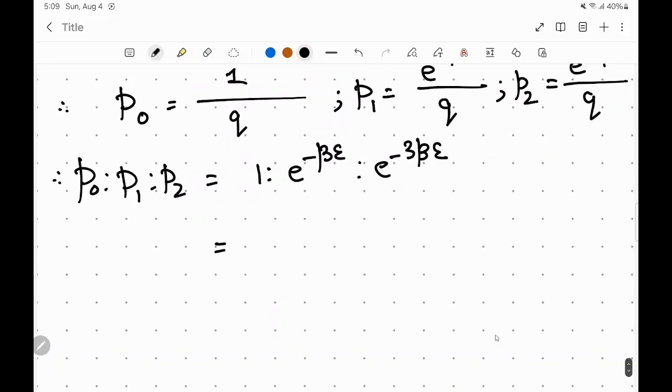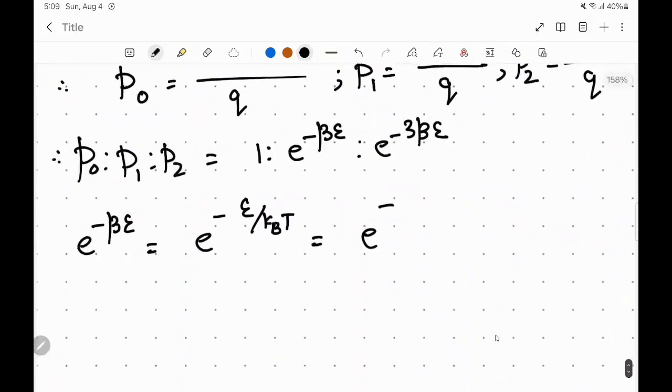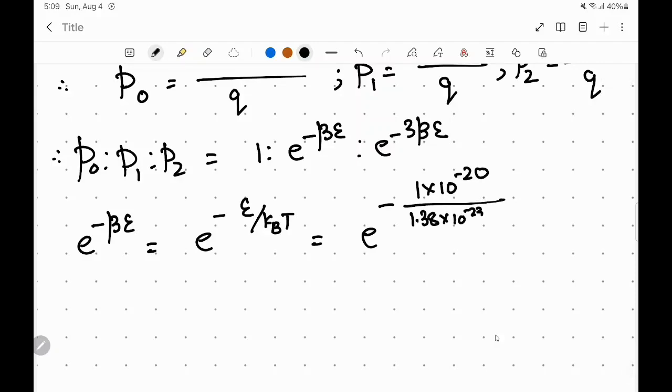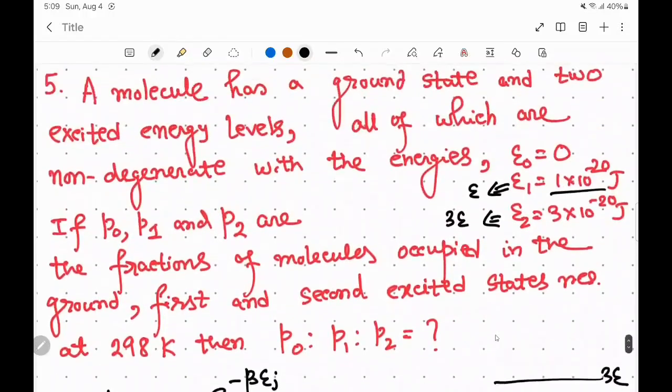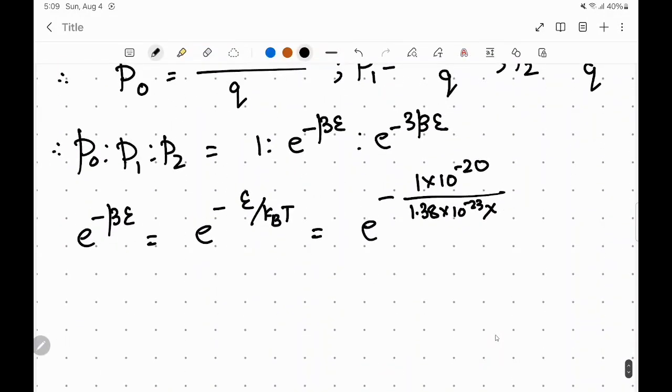I have to put the value of beta epsilon. What will be e to the power minus beta epsilon? It is e to the power minus epsilon by kBT. Now, what is the value of epsilon? 1 into 10 to the minus 20. So it is 1 into 10 to the minus 20, and kB is 1.38 into 10 to the power minus 23, and T is, what is T? 298 Kelvin.